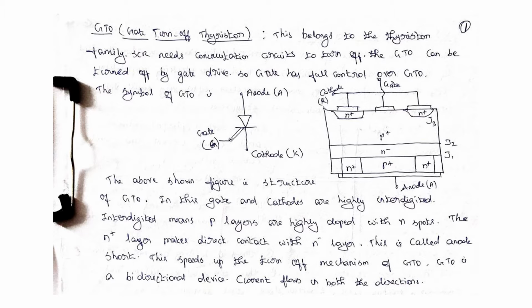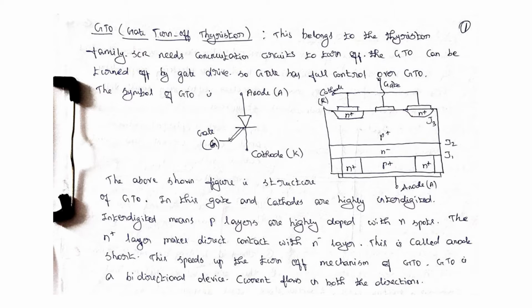Now we are going to see GTO, that is gate turn off thyristor. This is the symbol of GTO. It has anode, cathode and gate. Then this is the structure of the GTO.